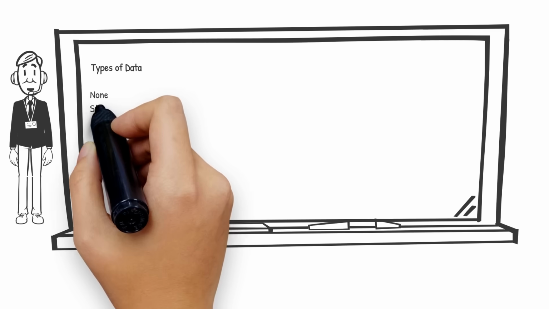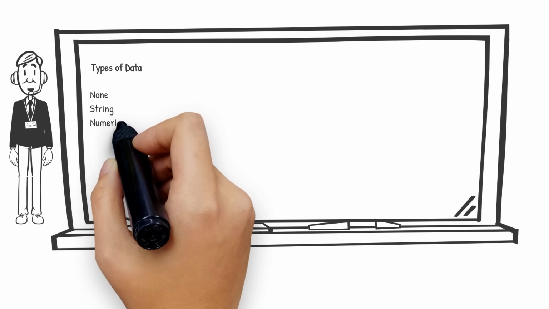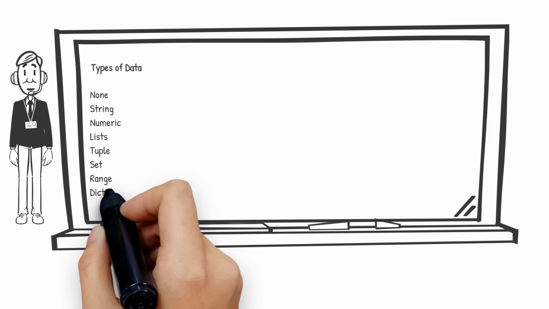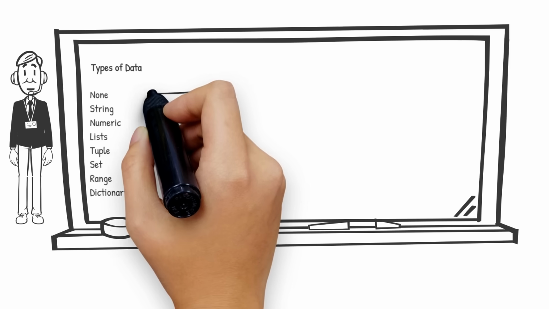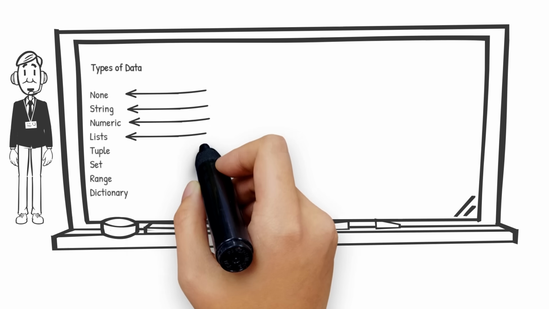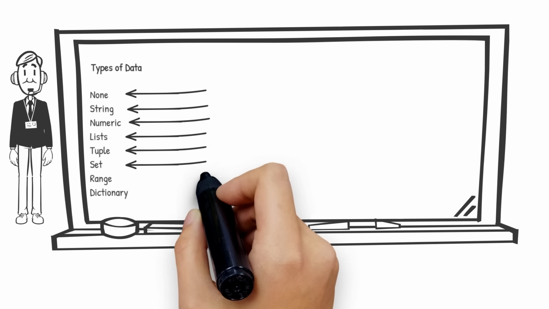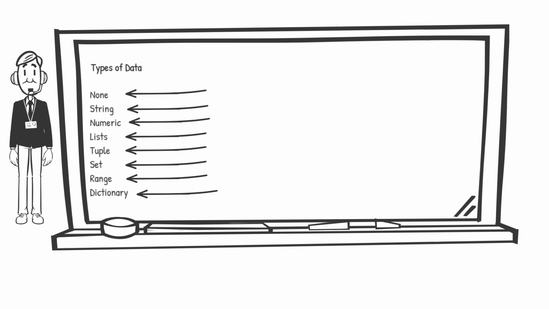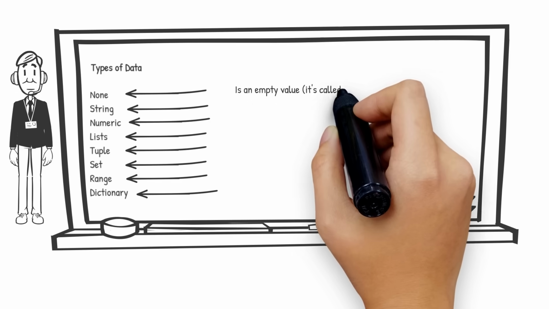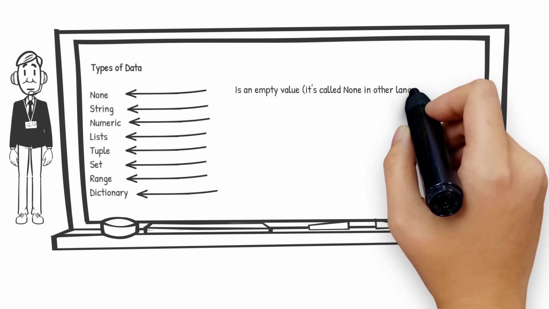Now we're going to talk briefly and take an overview look at the different types of data in Python 3. The first type is None, or as it's called in other programming languages, null. And this is simply an empty value, meaning a variable without any value assigned to it. Secondly, we have a string, and a string is simply text. The third type is numeric, which is basically a number.